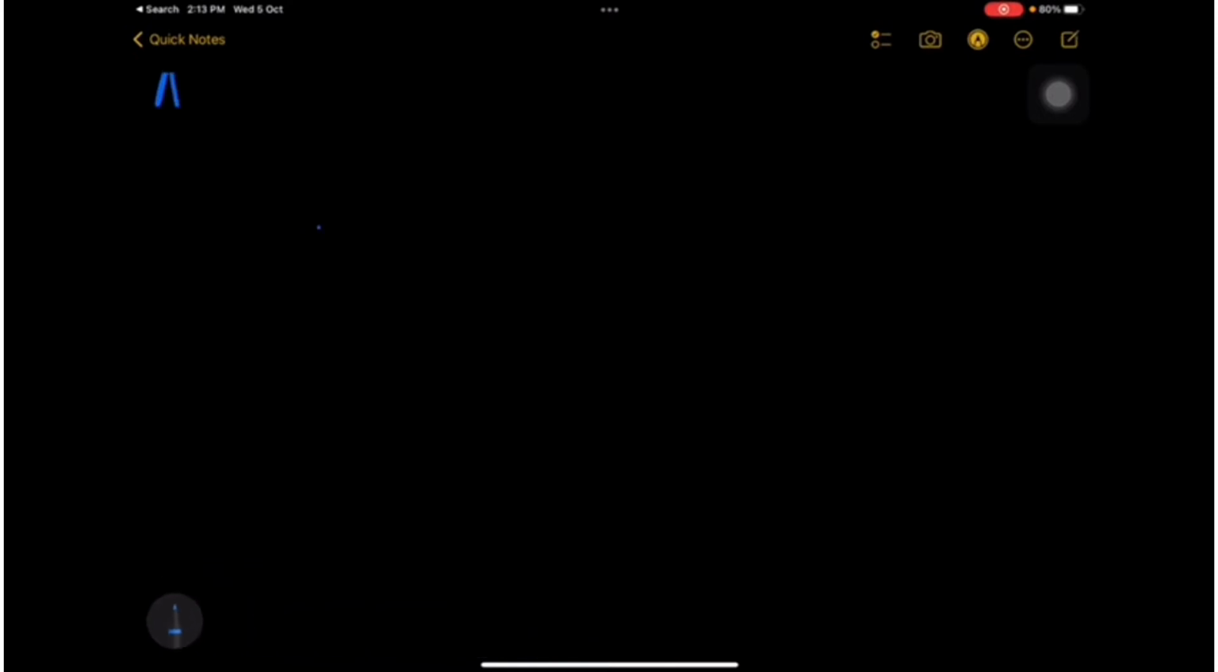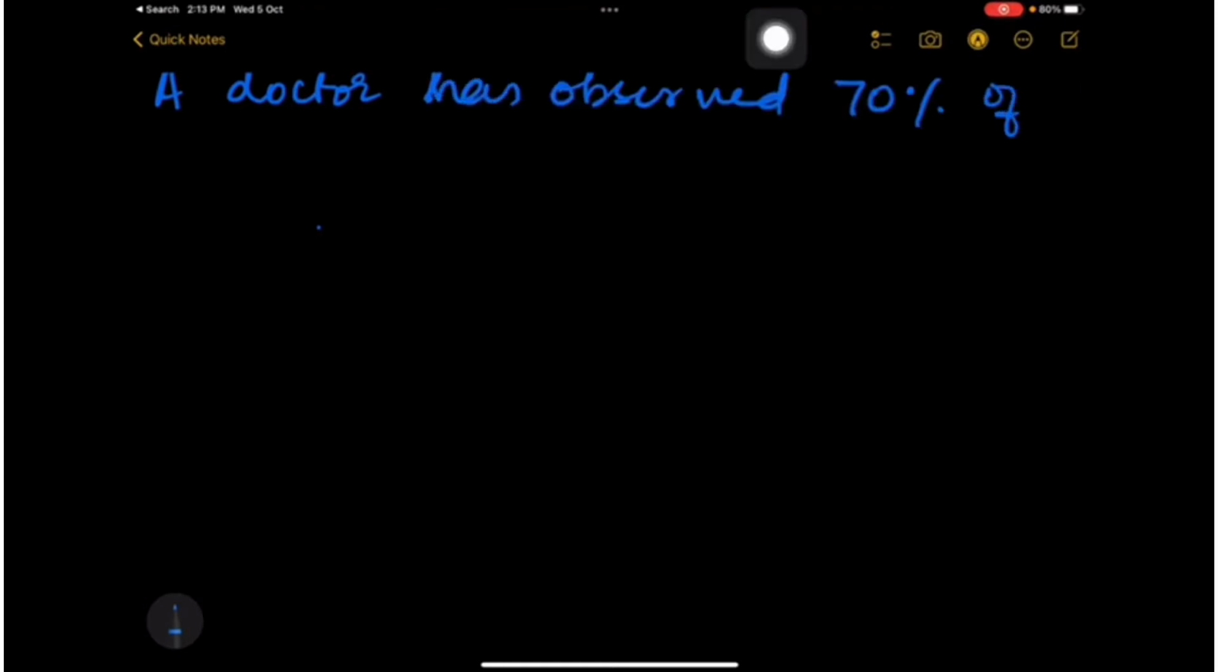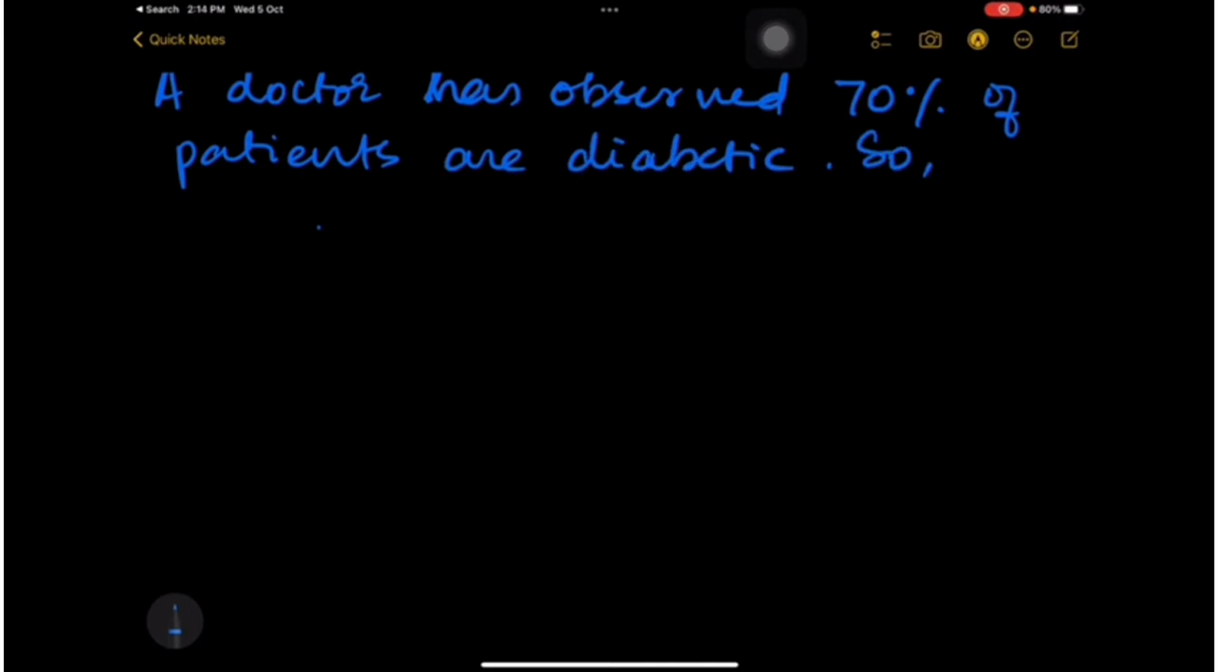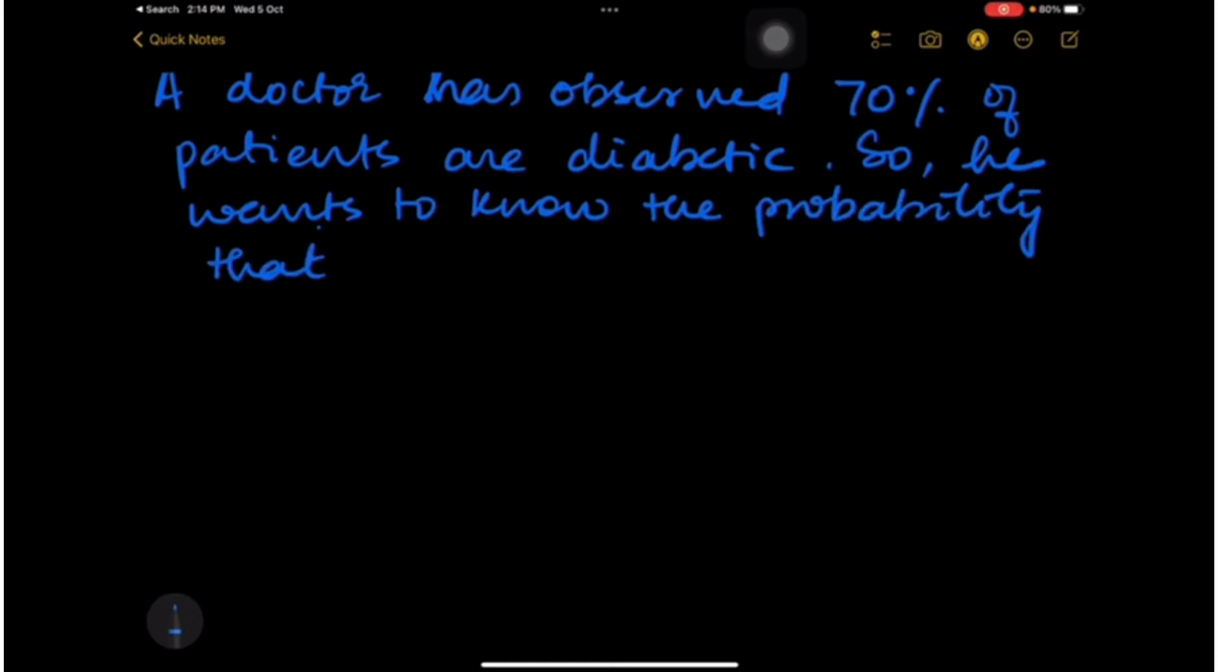Welcome back. Today I have an interesting problem for you. A doctor has observed 70% of patients coming to him are diabetic. So he wants to know the probability that 3 out of 4 of his patients are diabetic.